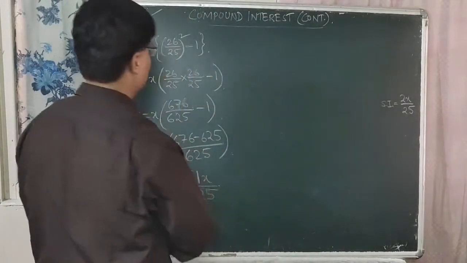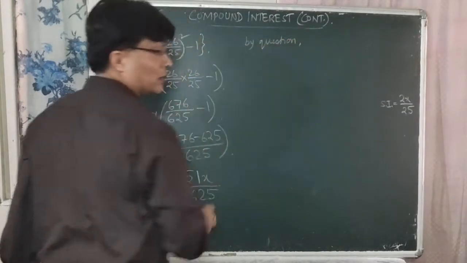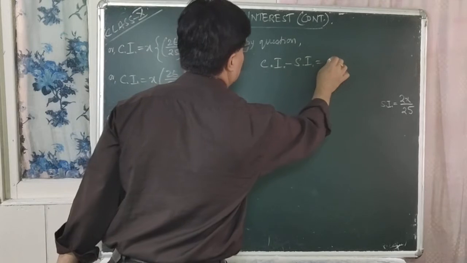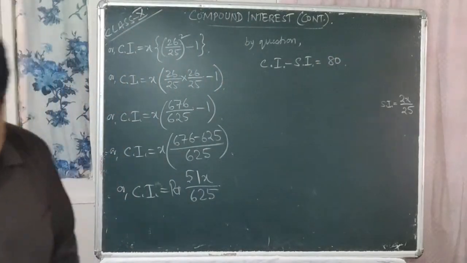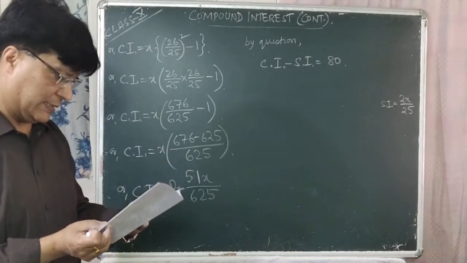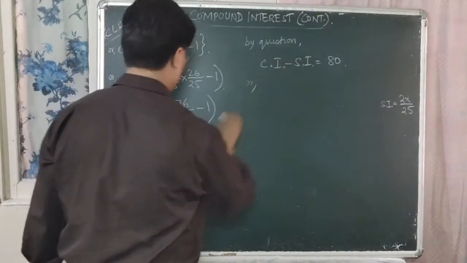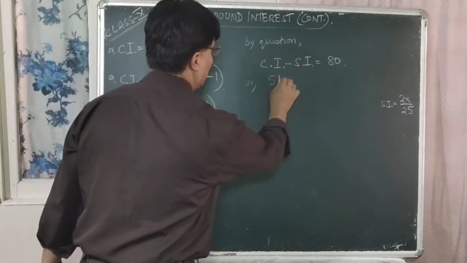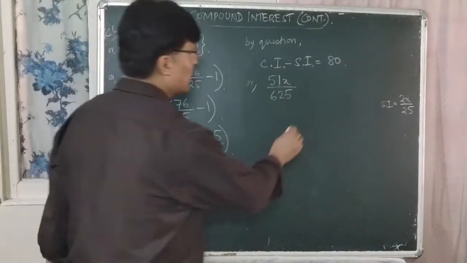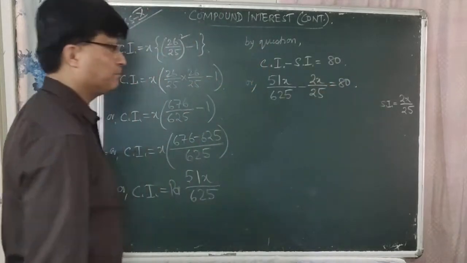Now you have to write by question, CI minus SI is equal to what? Rupees 80. So what is CI here? 51x divided by 625, right? Minus, what is SI? It is 2x by 25, which is equal to 80.